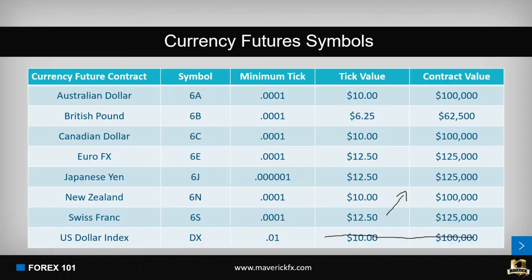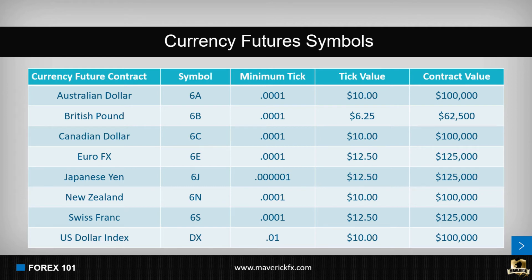All right, so let's just kind of take a look at just this little chart here. And this chart's just telling you, okay, this is the Australian dollar symbol 6A. Now again, 6A is the root symbol. And then it's going to have another symbol for the expiration date.